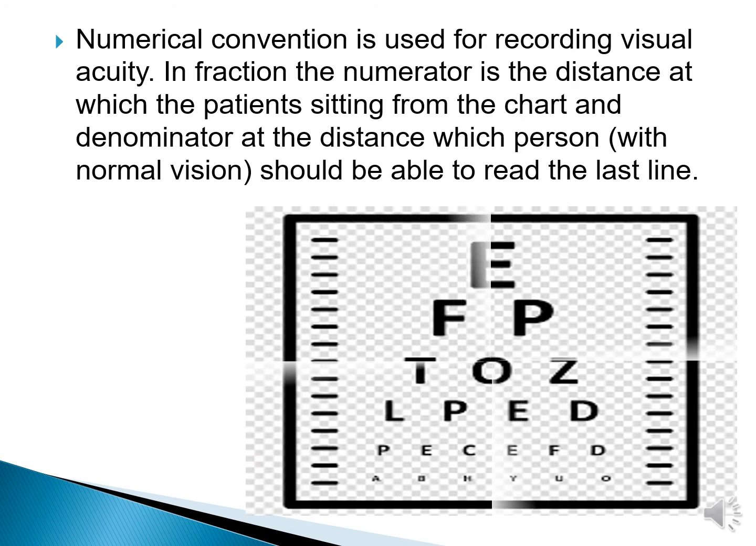Numerical convention is used for recording visual acuity. In the fraction, the numerator is the distance at which the patient is sitting from the chart and the denominator is the distance at which a person with normal vision should be able to read the last line.